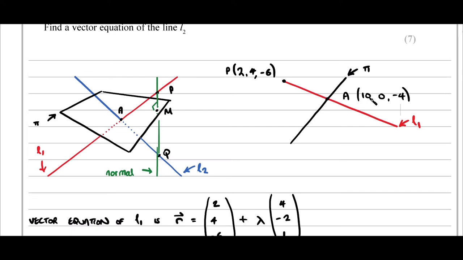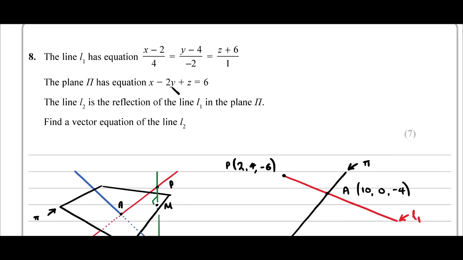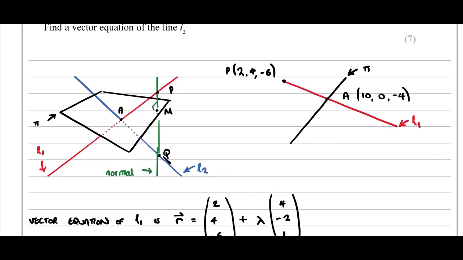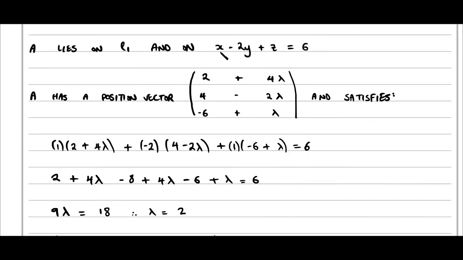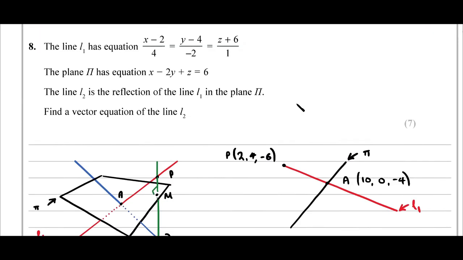And if we know the equation of the plane over here, we can then say that we can find from here a normal vector shown in green over here. Okay? So writing that down, a perpendicular direction vector to π, we'll call this n. n would be i - 2j + k. Okay, so we look at the coefficients over here of 1, -2, 1.